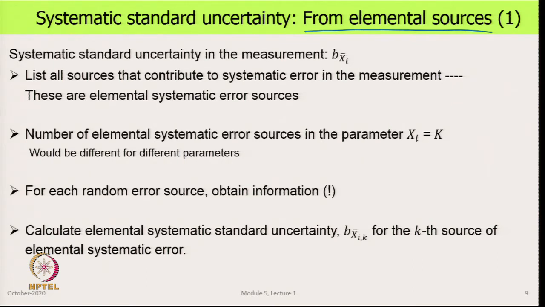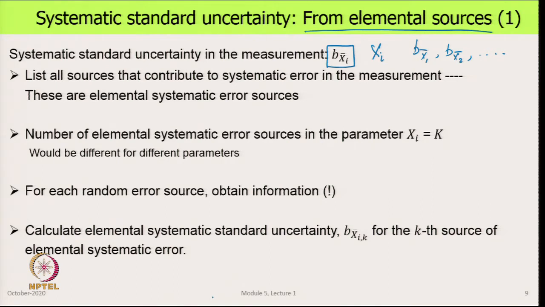So, in a while I will list some of the elemental sources of error, but the procedure goes like this: we want to calculate Bxi bar, that is our objective, the systematic standard uncertainty in the measurement xi. So, again there will be Bx1 bar for measurement number 1, Bx2 bar for measurement number 2, and so on, as many measurements as there are.